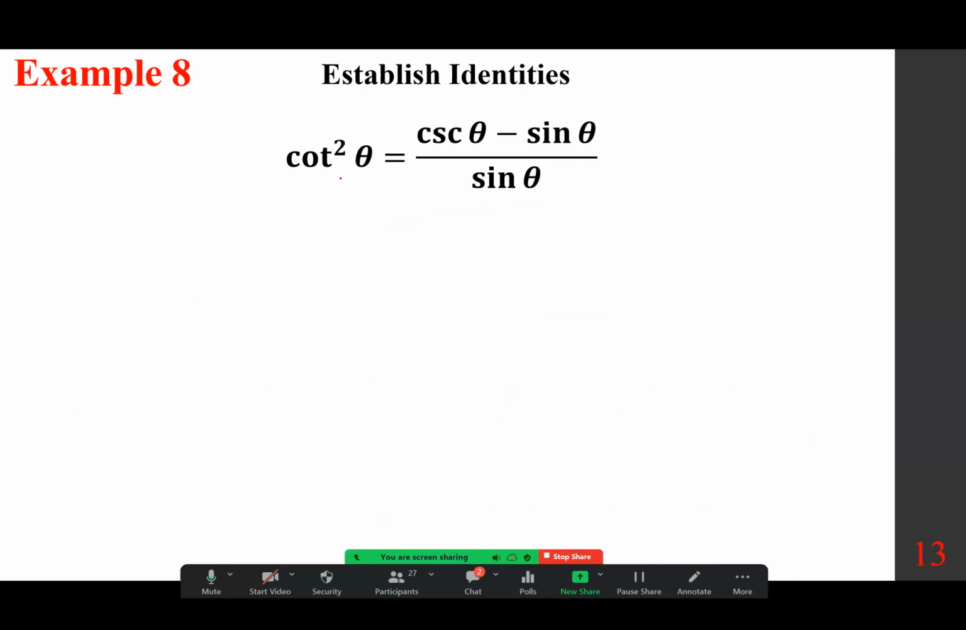In this case, we want to prove that cotangent squared theta is cosecant theta minus sine theta over sine theta. And again, we like to start with the more complicated side. Clearly, this is more complicated, although, again, you can set this over 1 and do the cross product. So we start with the right-hand side.